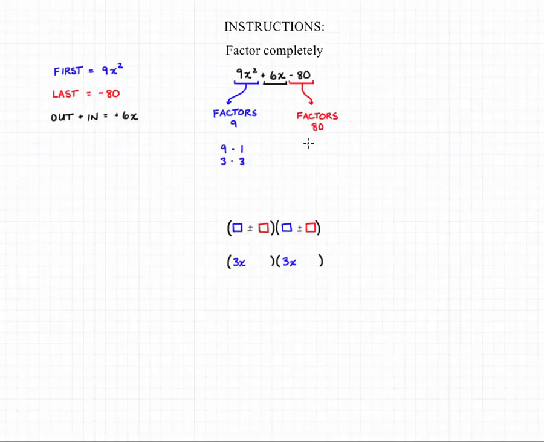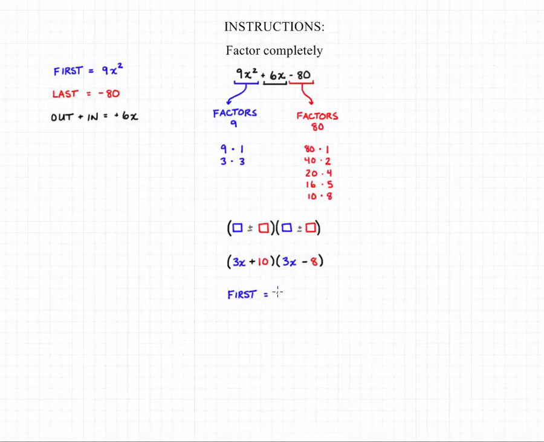If we then look at the factor pairs of 80, we'll get 80 and 1, 40 and 2, 20 and 4, 16 and 5, and 10 and 8. And by the same logic as before, we're going to choose 10 and 8, the two numbers that are closest, and make the 10 positive so that we end up with a positive 6x when we add the inside and outside multiplication.